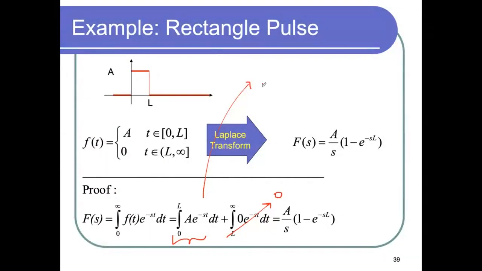So for this guy, I can take a as a common factor, right? And then we have 1 over minus s times e to the power of minus st, right? And this is from 0 to L, which is equal to a times: if I substitute L here, then I have e to the power of minus sL over minus s, then minus, I substitute 0, I get 1 over minus s, right? Just take a over s as a common factor and you will have this guy.